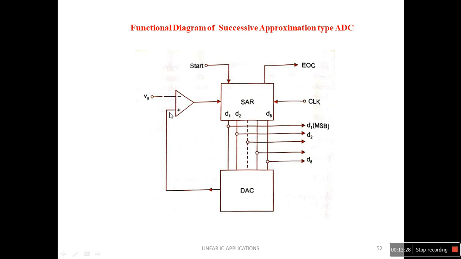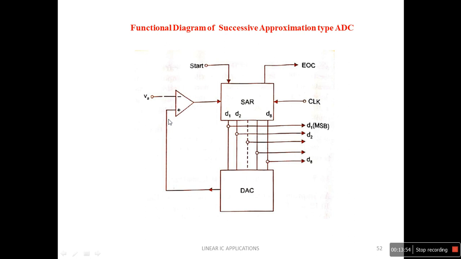Since this VA, 3 volts, is less than this one, what it is doing is the already set bit is going to be reset. That is, the first bit 1 is going to be reset. That is 0. The next bit D2 becomes 1. That is 0, 1, 0. So this 0, 1, 0 is converted into analog. What is 0, 1, 0? That is 2. And since this VA is greater than this one, 3 is greater than 2.